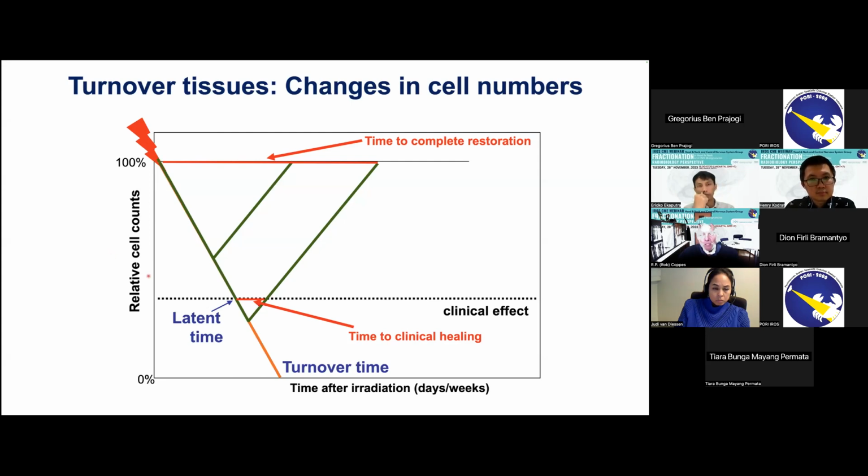So that depends on the radiation dose you give and the steepness of this curve. And you can see here that if you give a bigger dose, the latent time will be the same for early responding tissues. It will only take longer to recover and longer for complete restoration. For late responding tissues, these curves are very shallow and you get a different response.